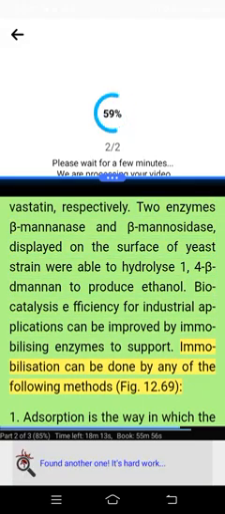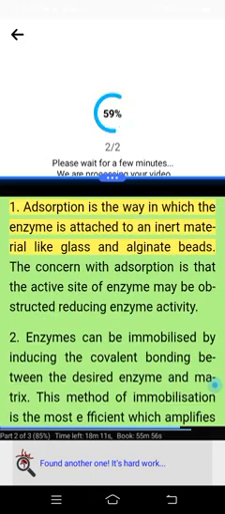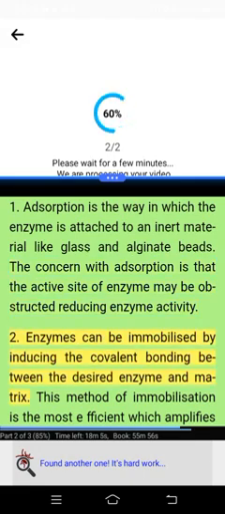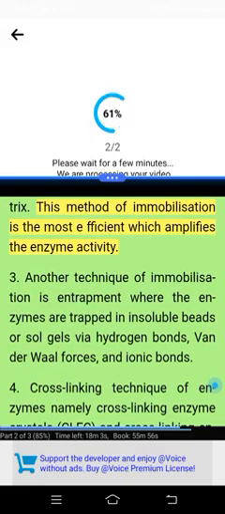Immobilization can be done by any of the following methods. Figure 12.69. 1. Adsorption is the way in which the enzyme is attached to an inert material like glass and alginate beads. The concern with adsorption is that the active site of the enzyme may be obstructed, reducing enzyme activity. 2. Enzymes can be immobilized by inducing covalent bonding between the desired enzyme and matrix. This method of immobilization is the most efficient, which amplifies the enzyme activity.